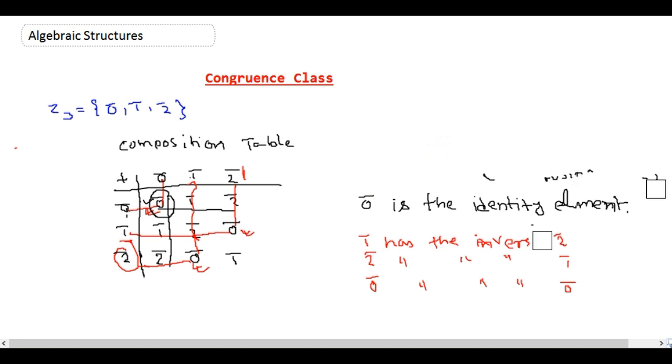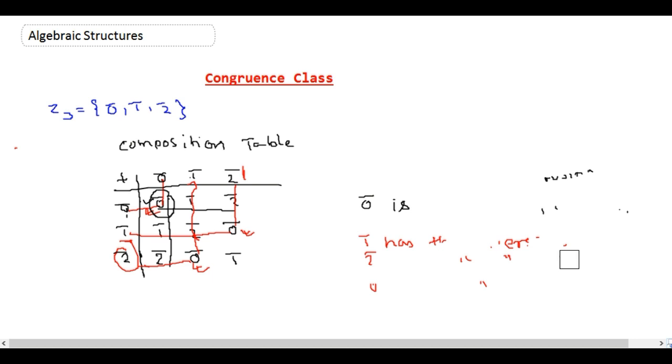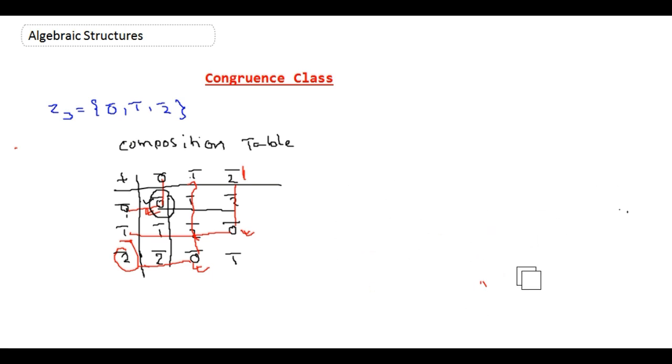So let's check that this is associative, just for 3 elements. First let me erase the whole part. What if I add 0 bar plus 1 bar plus 2 bar? It gives 0 bar plus 3 bar. So 3 bar is again 0 bar. So 0 bar plus 0 bar is 0 bar.